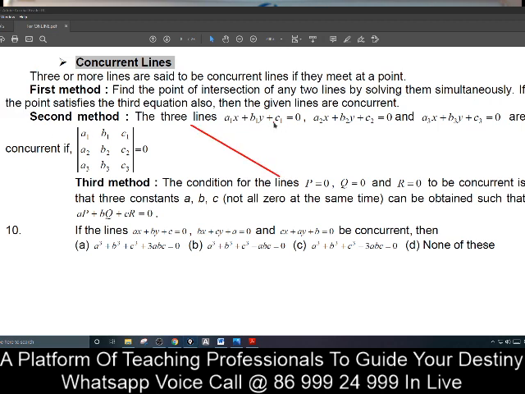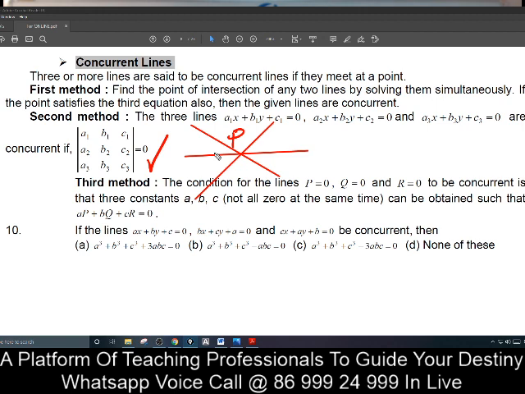This is one line, another line, this is another line. These are the three lines. If they meet at the same point, then the determinant becomes 0.